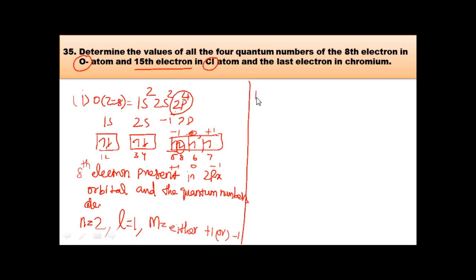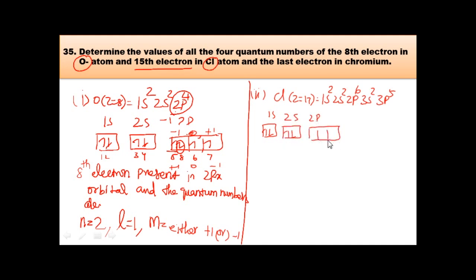Then second one. The second one is chlorine, atomic number 17. So the configuration 1s2, 2s2, 2p6, 3s2, 3p5. So 1s orbital, that is 2 electrons, 2s orbital, that is 2 electrons, 2p orbital, that is 6 electrons: 1, 2, 3, 4, 5 and 6. 3s orbital, that is 2 electrons, and then 3p orbital, that is 5 electrons: 1, 2, 3, 4 and then 5.